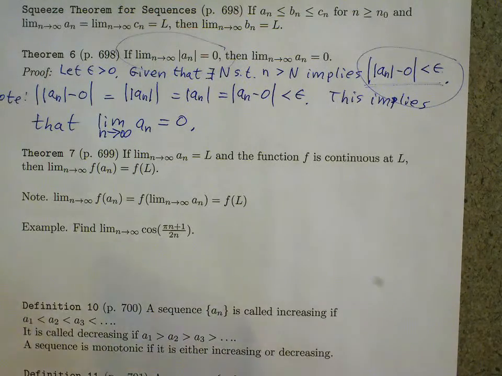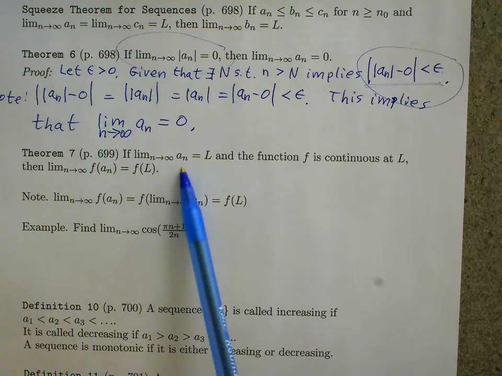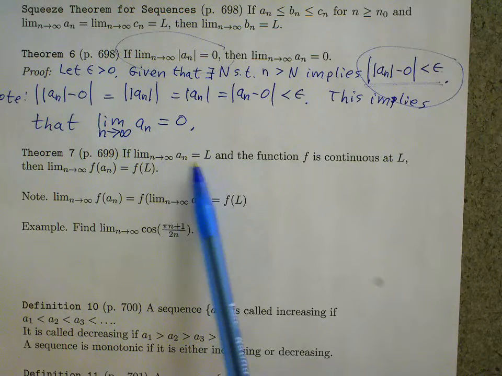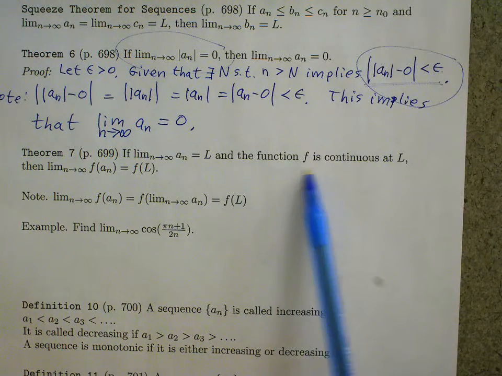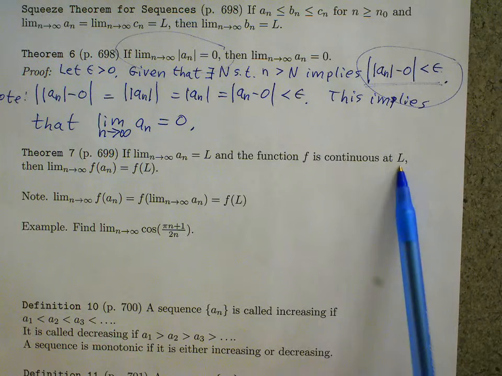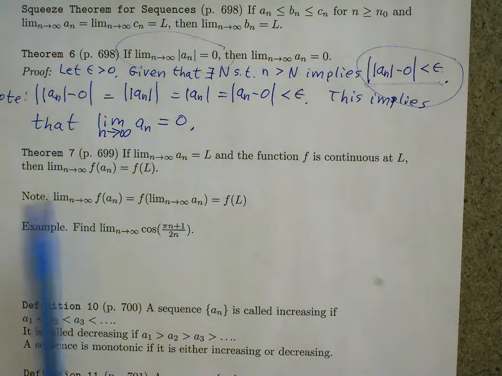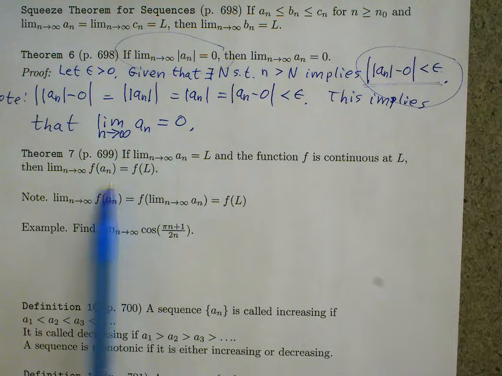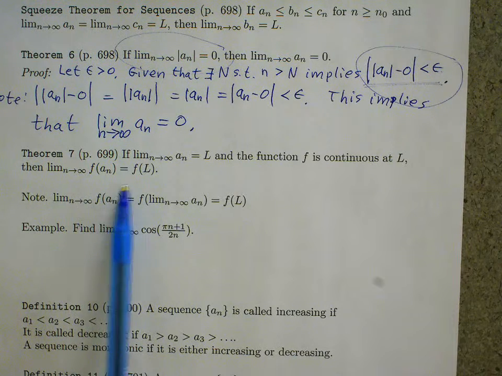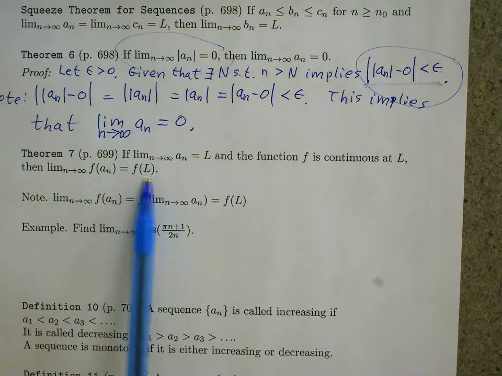Okay, Theorem 7 on page 699. This is also going to be helpful. If the limit of a sub n as n approaches infinity is equal to L, and if the function f is continuous at L, then the limit of f of a sub n as n approaches infinity will be equal to f of L.